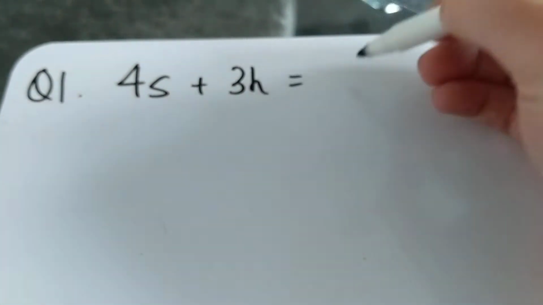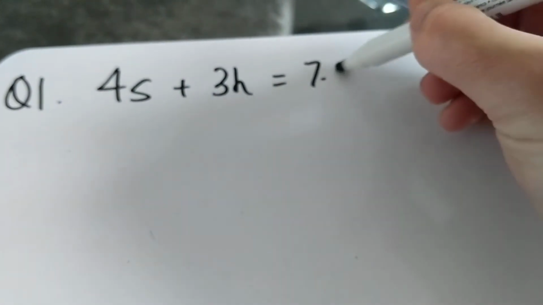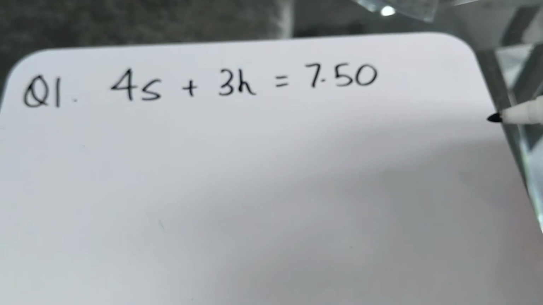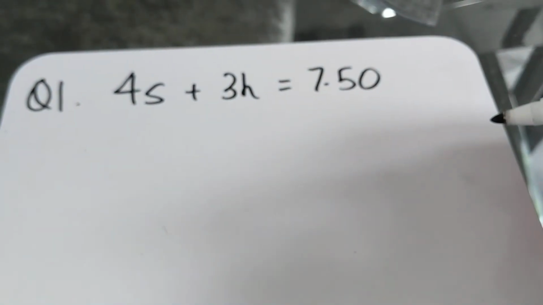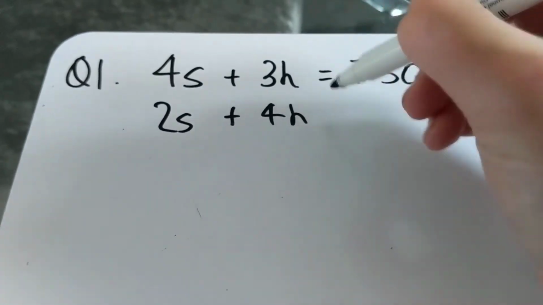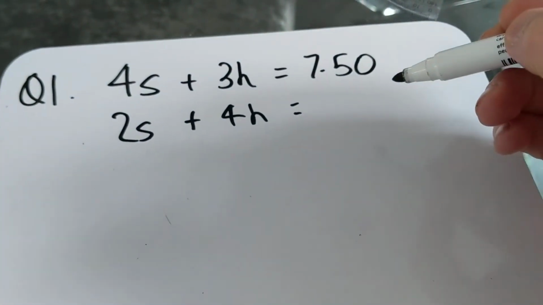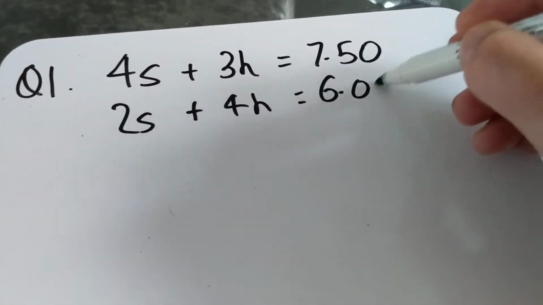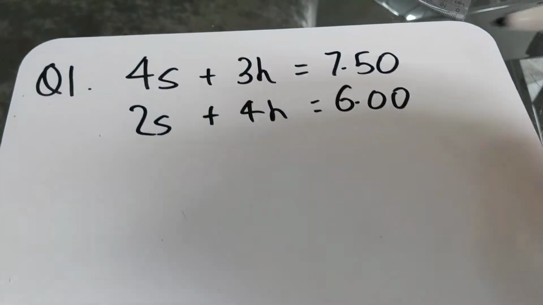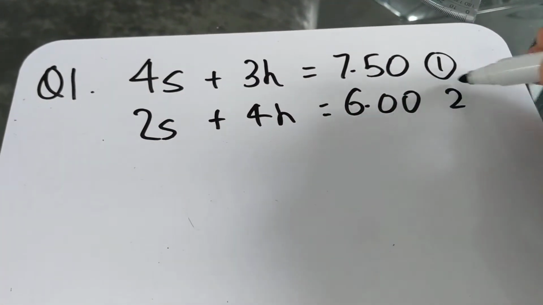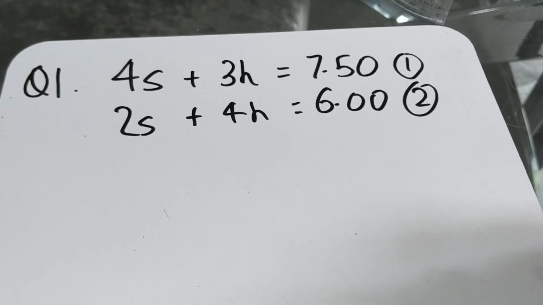Question 1 was 4 sandwiches, so you could write 4s, and 3 hot dogs, so 3h, came to £7.50. Then it said 2 sandwiches and 4 hot dogs came to £6. Okay, so you get simultaneous equations. Call one equation 1, another equation 2.